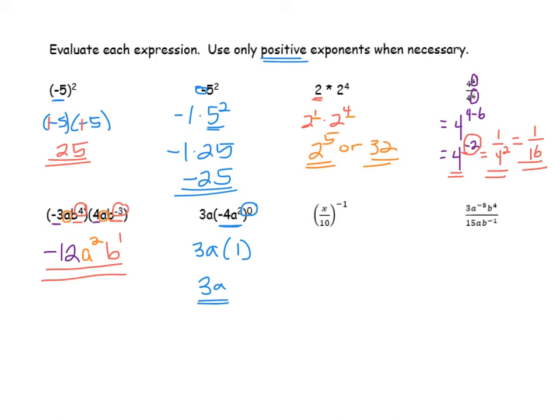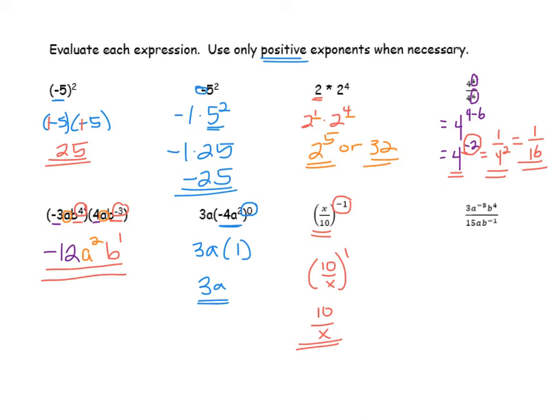Our next example, x divided by 10, which is a fraction, to the negative 1 exponent. If I want to make negative 1 positive, we're going to take the reciprocal of the base. So x over 10, if we flip it to its reciprocal, becomes 10 over x. And what that does is makes negative 1 become positive 1. And that just equals 10 over x. Simplified. So again, pretty quick.